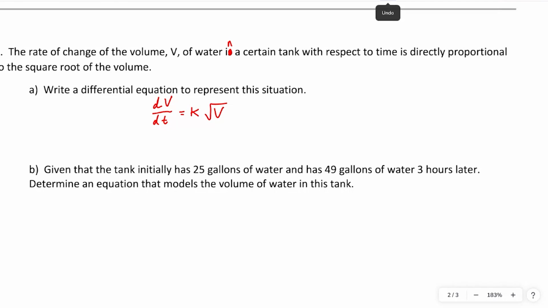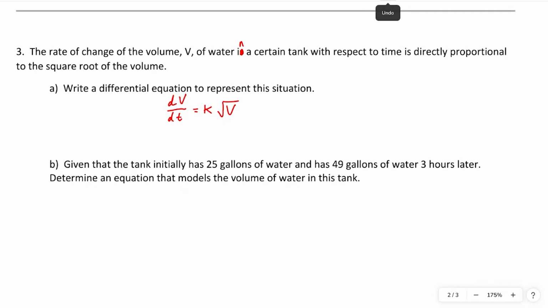And now it says, given that the tank initially has 25 gallons of water, then we have this point 0, 25, and has 49 gallons of water 3 hours later, we've got a point 3, 49. We could determine an equation that models the volume of water in the tank. In other words, solve for V.